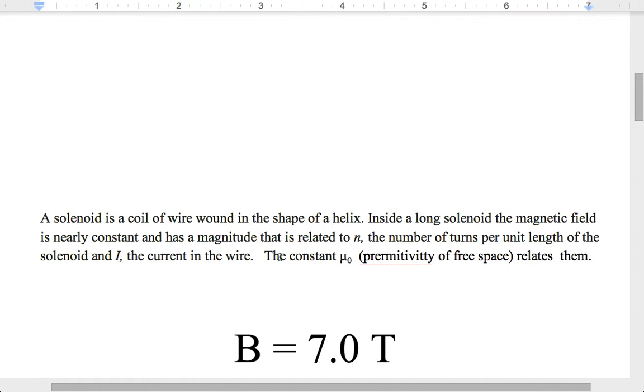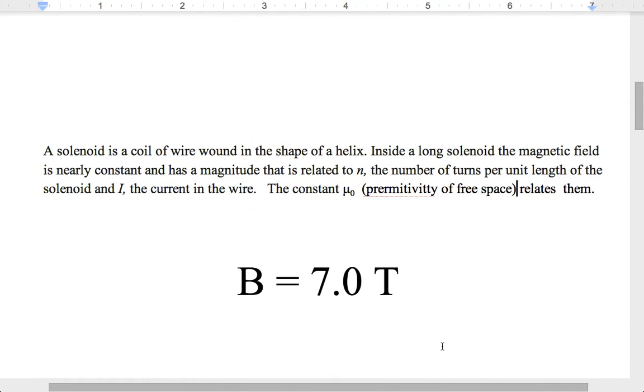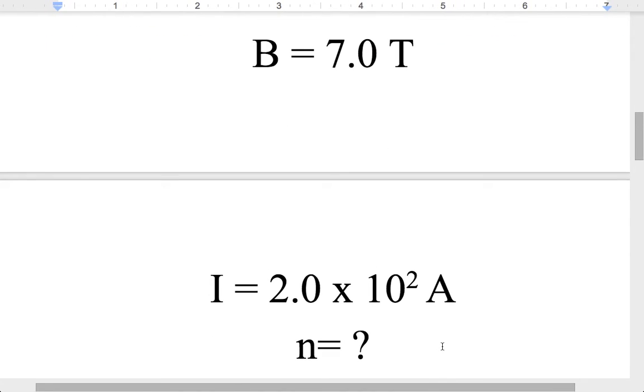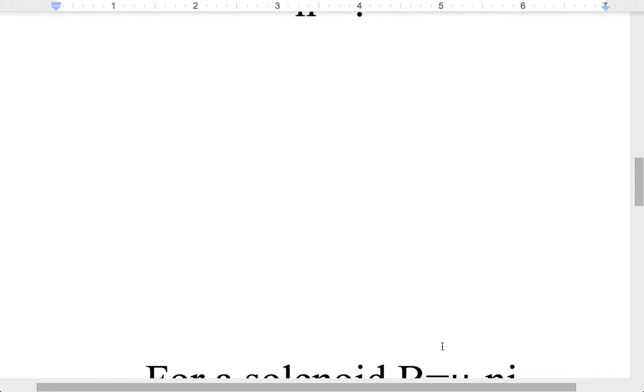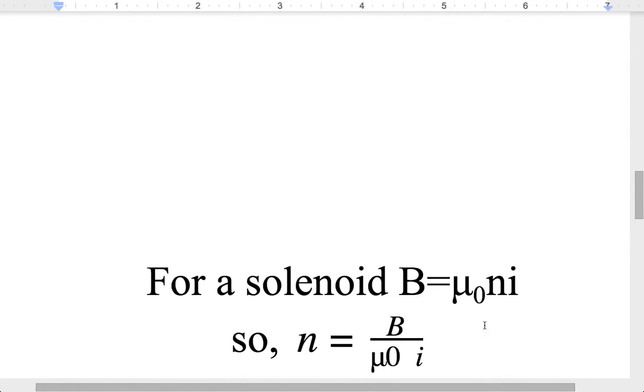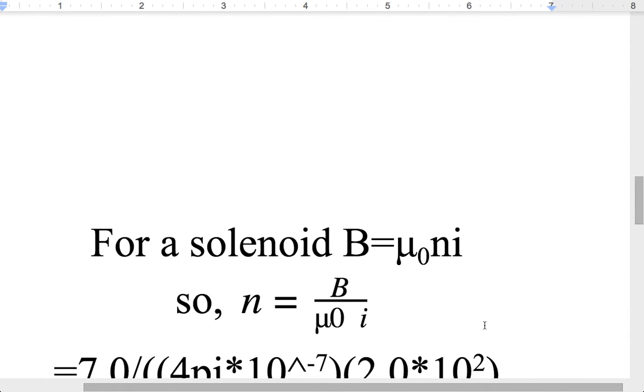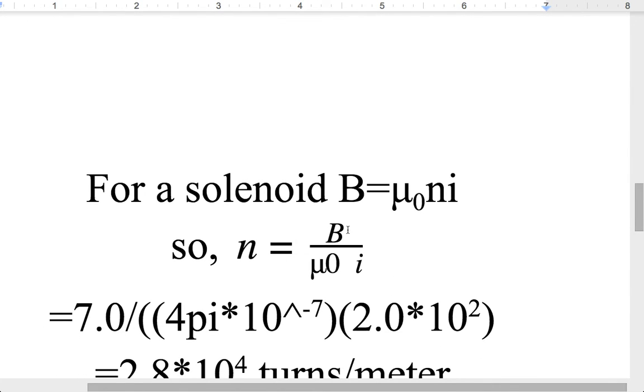So in this problem, the magnetic field B is 7 Tesla. The current I is 2 times 10 squared amperes. And then we have to find the number of turns, n. So luckily, there's a very convenient equation that relates all of these terms. For a solenoid, B, the magnetic field, equals mu, the permeability of free space, times the number of turns times the current. If you rearrange that, you get the number of turns equals the magnetic field over mu times the current.